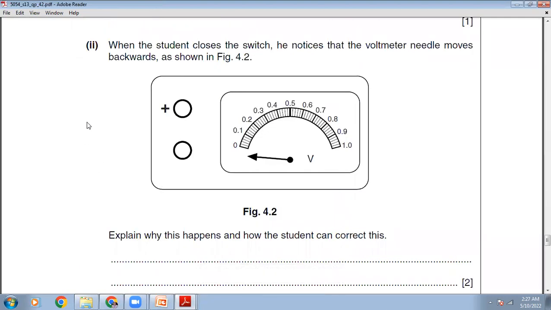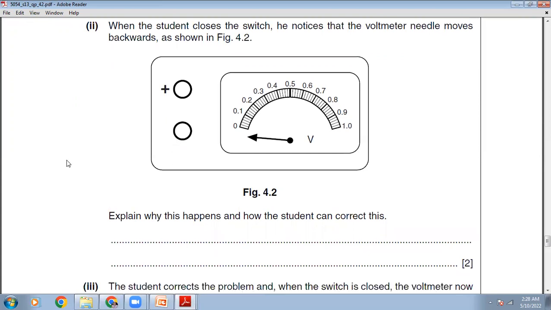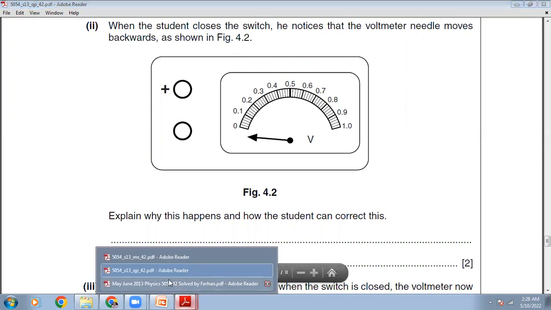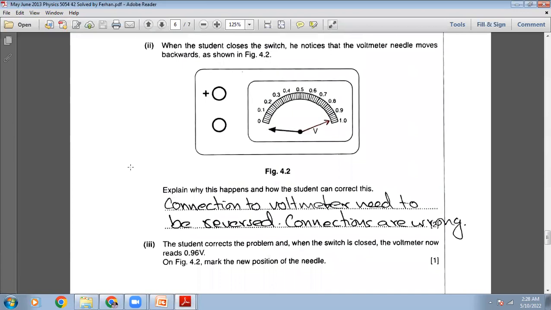when the student closes the switch, he notices that the voltmeter needle moves backwards as shown in figure 4.2. When the needle, instead of going in this direction, is going in the opposite direction, it means that the voltmeter connections with the cell are wrong. So you have to reverse that connection. Okay, so let me show you my answer. It says connection to voltmeter needs to be reversed. Connections are wrong. Okay.